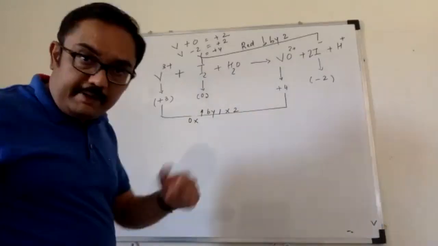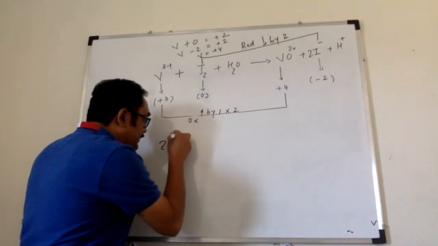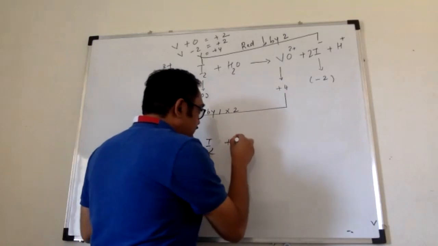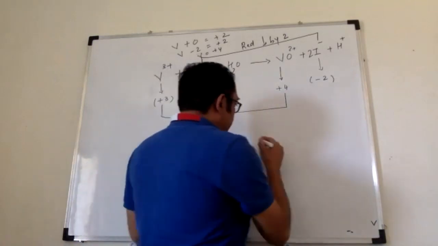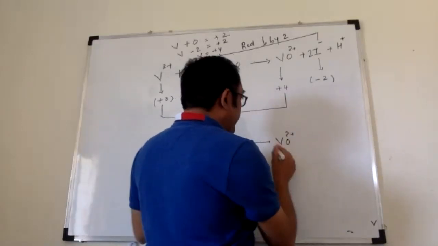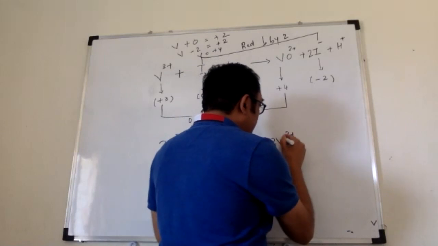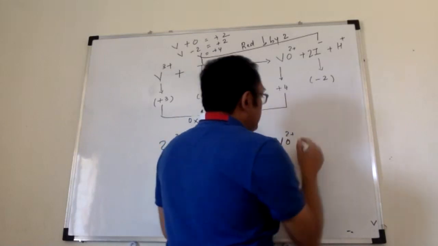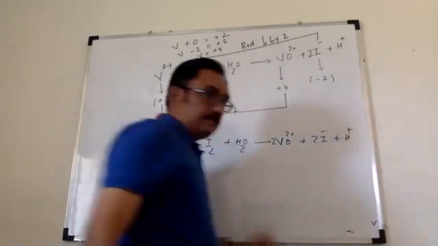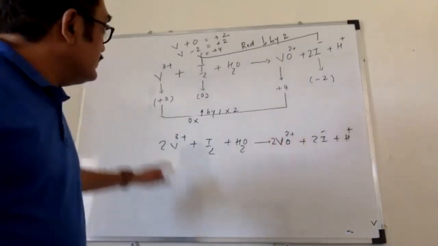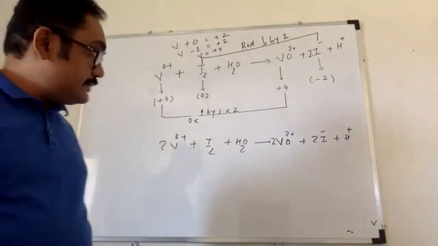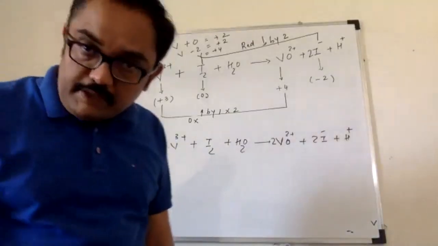After multiplying by 2, I'm writing 2V3 plus, plus I2 plus H2O, that gives VO2 plus. This we have multiplied by 2, the vanadium part we have multiplied by 2, plus 2I minus and H plus. This part we have multiplied by 2. So the difference we have made equal now. Understood? After you do this, what is your next step?